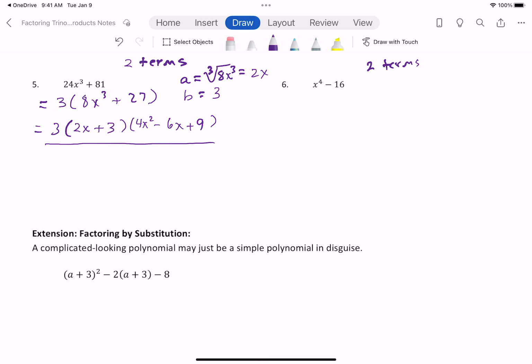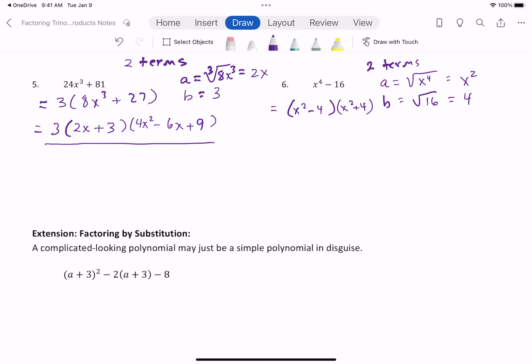So remember, with difference of squares, we also need a and b. So in this case, a is the square root of that first term. So what I would multiply times itself to get x to the 4th is x squared. And b, I need to know what times itself gives me 16, and that's 4. So remember, my difference of squares formula is a minus b, a plus b.